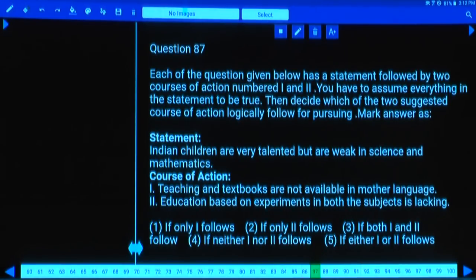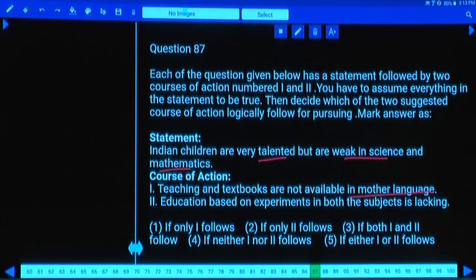Indian children are very talented, but are weak in science and mathematics. Though they are very talented, they are weak in science and mathematics. By implementing which course of action can we increase their strength in science and mathematics, isn't it? Then, teaching and textbooks are not available in mother language, and this is based on assumption. No information is given whether these are available or not.